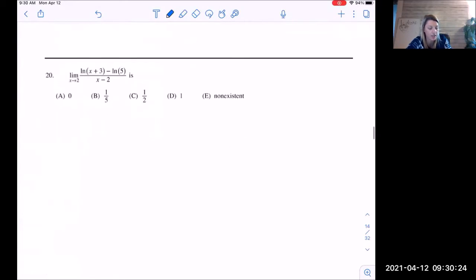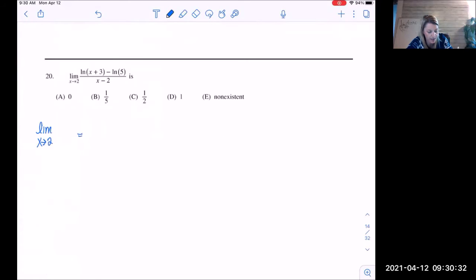Okay, our first look on a limit is direct substitution, right? So we're going to say the limit as x approaches 2 of this is natural log of 5 minus natural log of 5 over 2 minus 2.